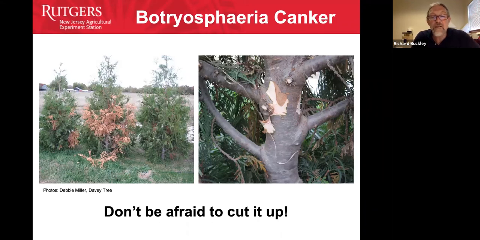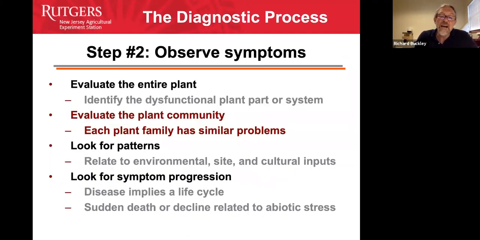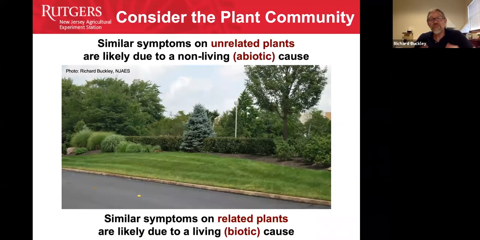It's a great way to narrow down focus. Don't be afraid to cut stuff up. Look at the plant community, right? Each plant family has similar problems. And so here's a picture of what passes for an attractive landscape on a corporate site in New Jersey. We have all the obligate plants here: the grasses, the euonymus, the pear, the blue spruce.